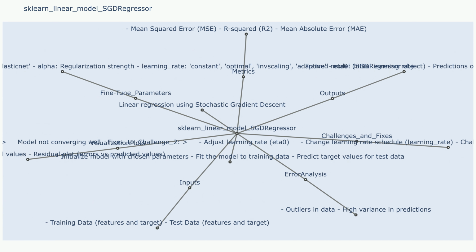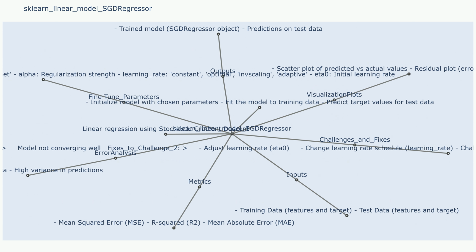Visualization plots: residual plot, a plot that shows the difference between the predicted and actual values against the predicted values. This plot can help identify patterns in the residuals and assess the model's assumptions. Feature importance plot, a plot that shows the importance of each feature in the model. This plot can help identify the most influential features and understand the model's behavior.